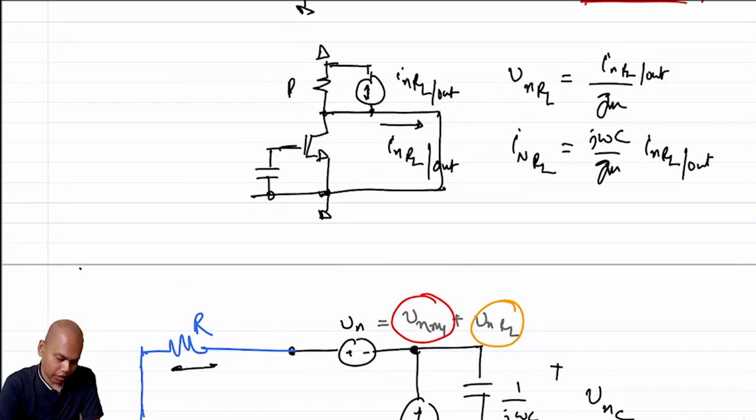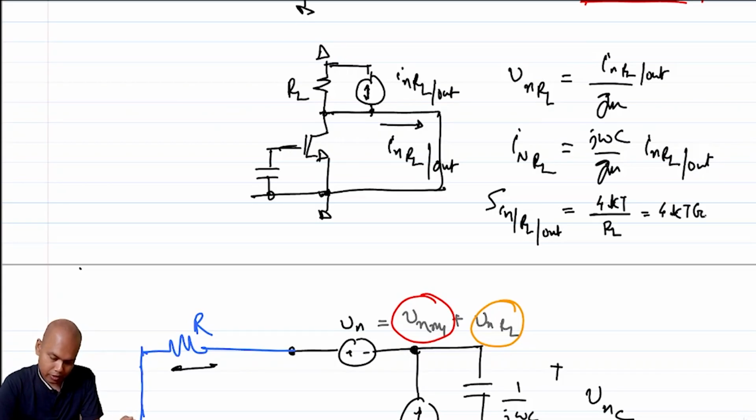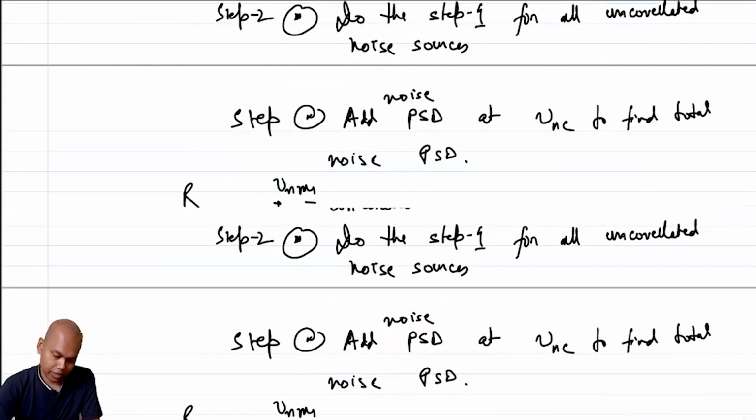Because of this resistor RL, what is the power spectral density of the noise current? The noise current at the output is 4kT/RL, or 4kT·GL. I'm writing it in the form 4kT·GL because then the analysis is exactly the same as it was using the noise from the MOSFET.